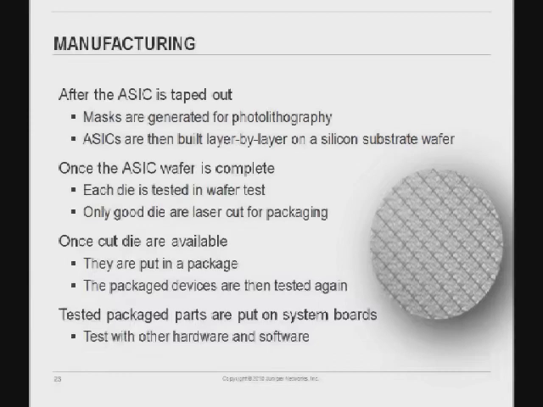And after we tape it out, the mask house will generate a mask, depending on the design we do. And this is one of the main reasons these are $1 million NREs. These masks are very, very expensive. And then the ASICs are built in a layer-by-layer process from the bottom up to the top.